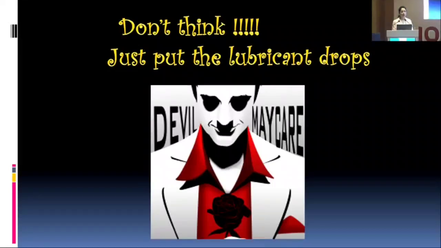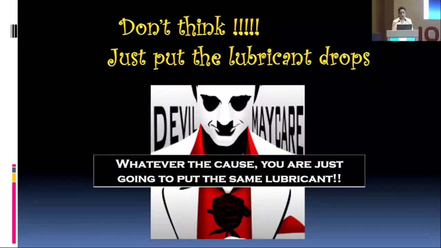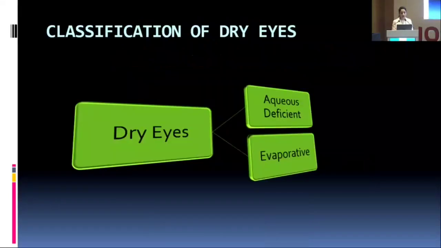But the common theory is, just don't think, go give the lubricating drops. These patients, if I might say, are actually the most nagging and irritating patients in your OPD, but they are actually the ones which are neglected. And if you own up this population of patients, you may actually be increasing your practice just by being the good doctor here. So whatever the cause, we are going to give the same lubricant. This is not what I try to advocate here.